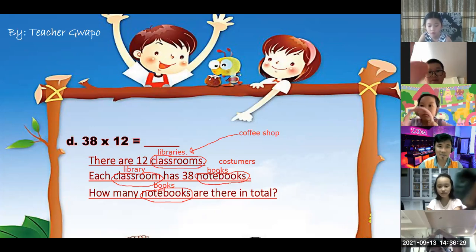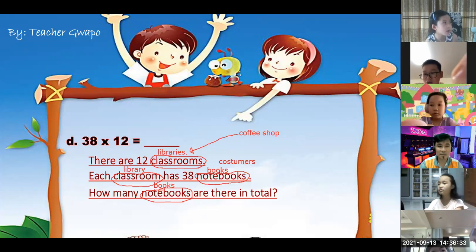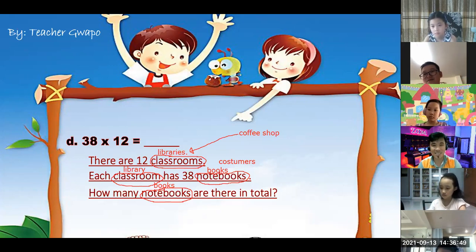How about Guide? There are 12 trains. Each train has 38 humans. How many humans are there in total? Very good. Humans, you can say passengers. Passengers or humans is okay, no problem. Thank you. It's a nice word problem.